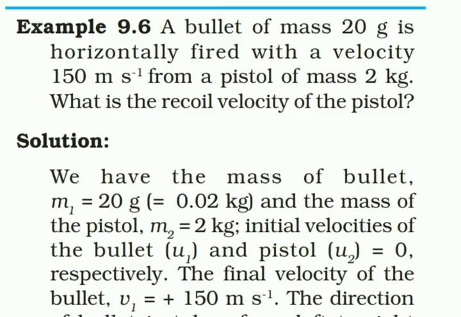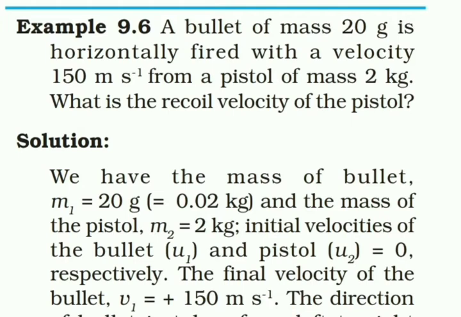Numerical problems. A bullet of mass 20 gram is horizontally fired with a velocity of 150 meter per second from a pistol of mass 2 kg. What is the recoil velocity of the pistol?